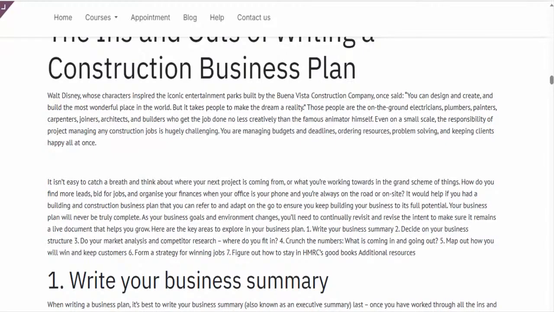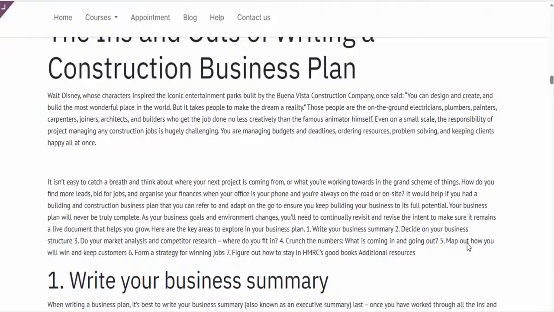Those people are the on-the-ground electricians, plumbers, painters, carpenters, joiners, architects, and builders who get the job done no less creatively than the famous animator himself." Even on a small scale, the responsibility of project managing any construction jobs is hugely challenging. You are managing budgets and deadlines, ordering resources, problem solving, and keeping clients happy all at once.